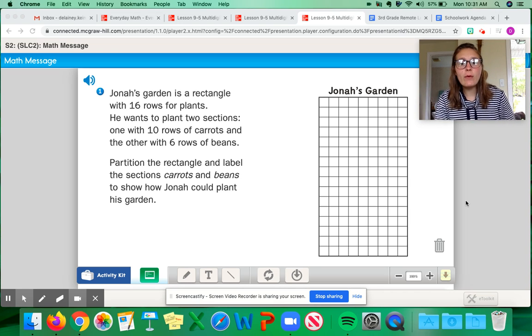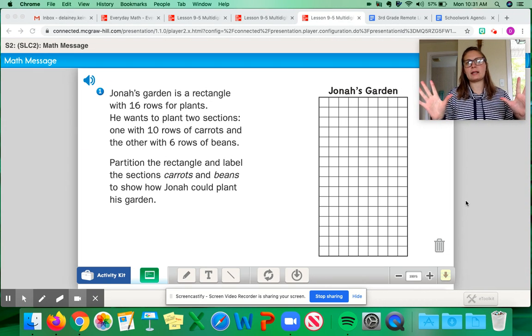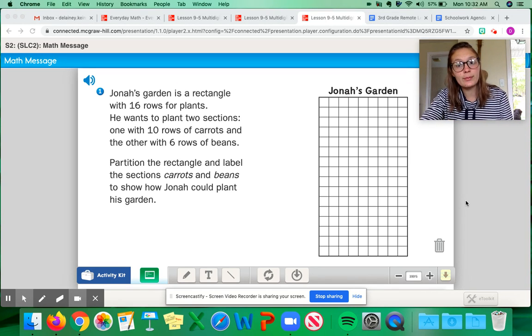Hello everyone! For math today, we are going to be doing some multi-digit multiplication. Now, I know that sounds really complex and really hard, but it's not, because we're going to break it down into smaller steps to make it way more manageable. So for starters, you're going to be solving this problem.